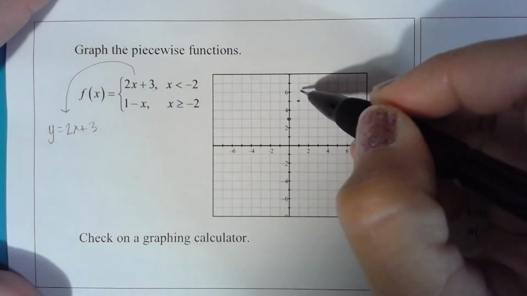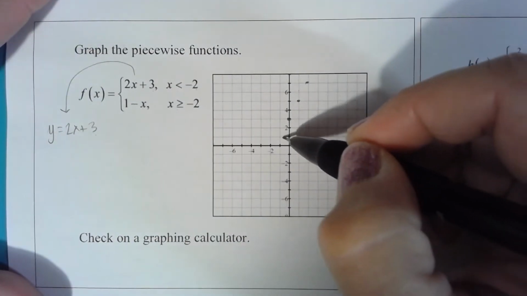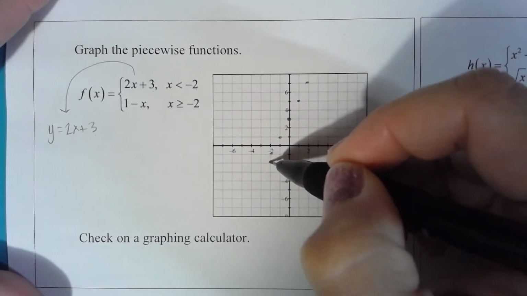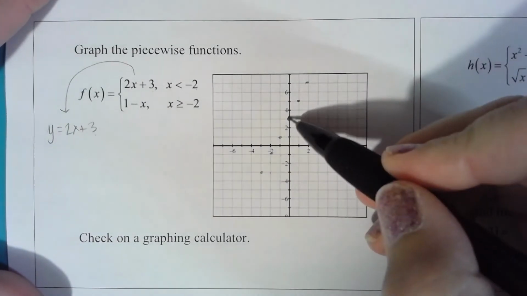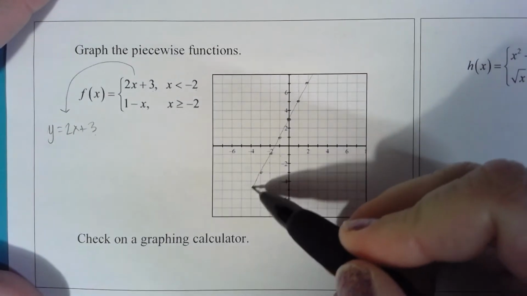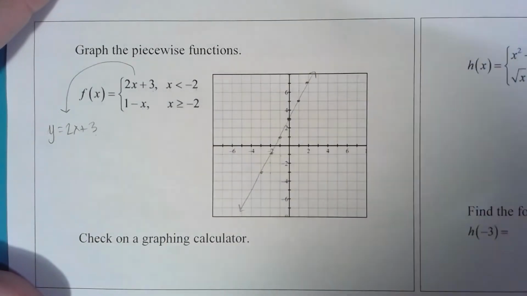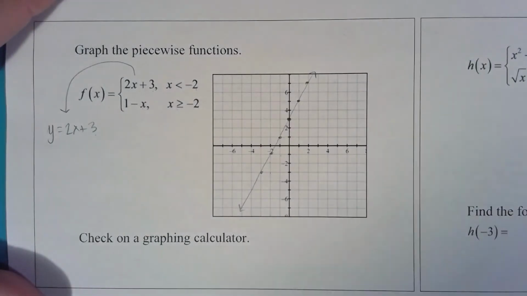I'm going to go ahead and just draw the whole thing with a pencil. So very lightly with my pencil, I'm going to graph the line y equals 2x plus 3.